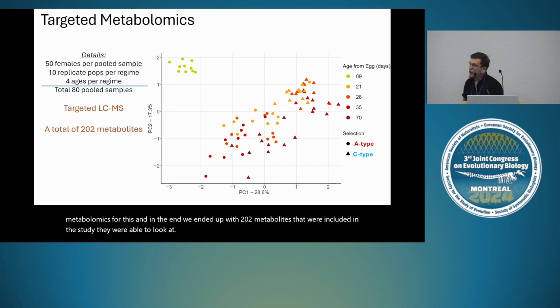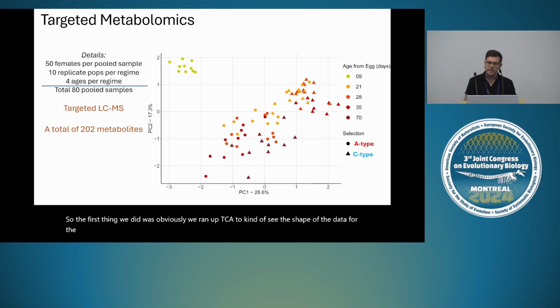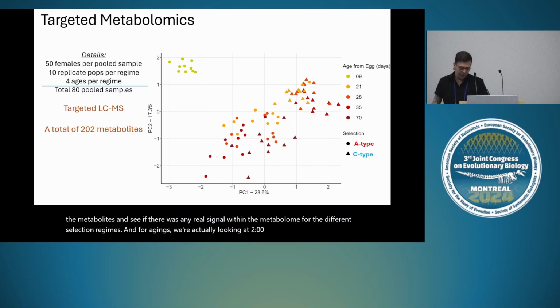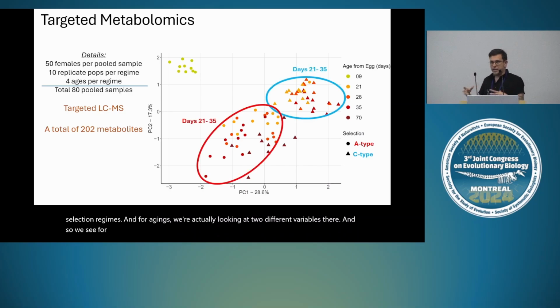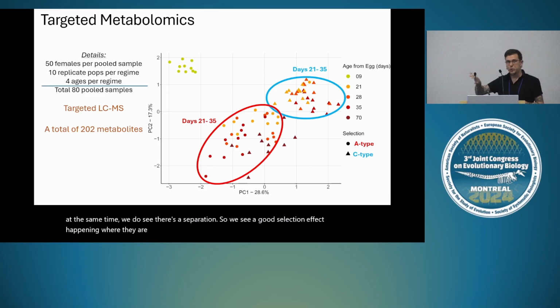So the first thing we did was, obviously, we ran a PCA to see the shape of the data for the metabolites and see if there was any real signal within the metabolome for the different selection regimes and for aging. So we're actually looking at 2 different variables there. For those common time points where we got samples for both populations at the same time, we do see there's a separation. So we see a good selection effect happening where they are different. The metabolomes do look different during these common ages.